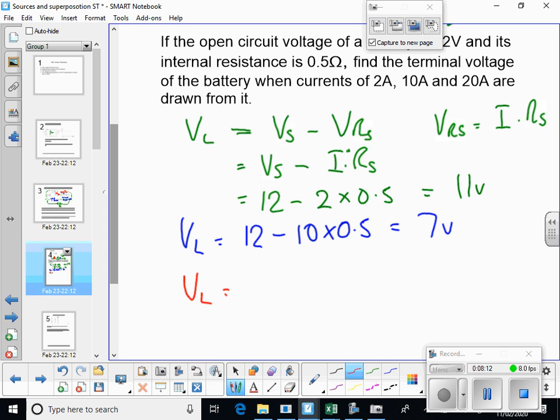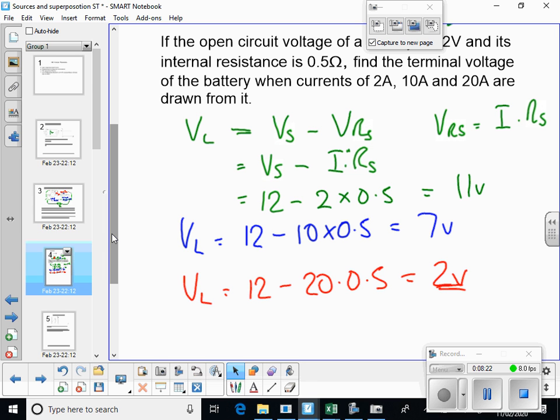VL is 12 minus 20 times 0.5. I think I'll find that's 2 volts. So as you can tell, as the current increases, the effect gets worse and worse, and the battery terminal voltage becomes less. You could think of a battery becoming discharged, an AA cell for instance, discharging.